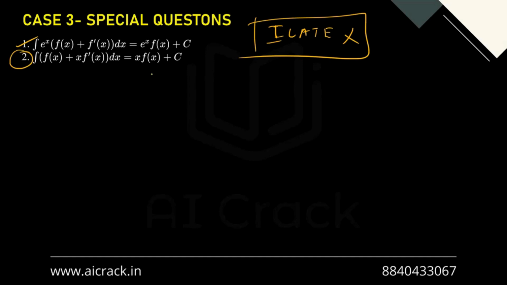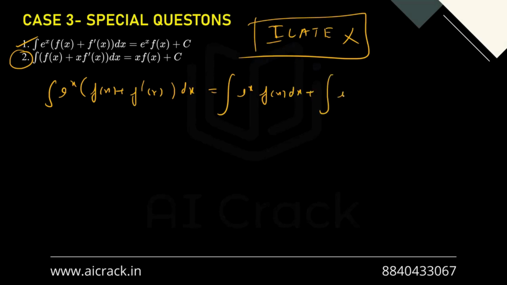Okay. So the first one is integral e raised power x (f(x) plus f dash x) dx, right? Now let's further break it down. We'll be getting integral e raised power x f(x) dx plus integral e raised power x f dash x dx. Now in the usual case, we'll always take the exponential function as second function because that is the easiest to integrate, right?